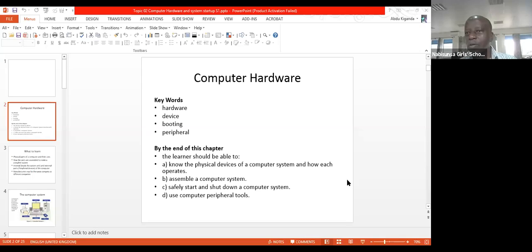So if that is done, then according to the program here, we need to assemble a computer. So we need to assemble. Is there anyone who would wish to share with us? Anyone? Okay, Raina.